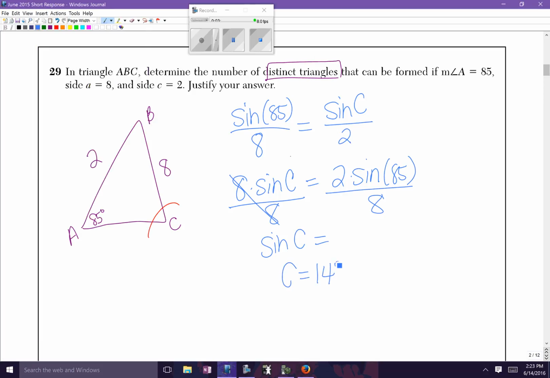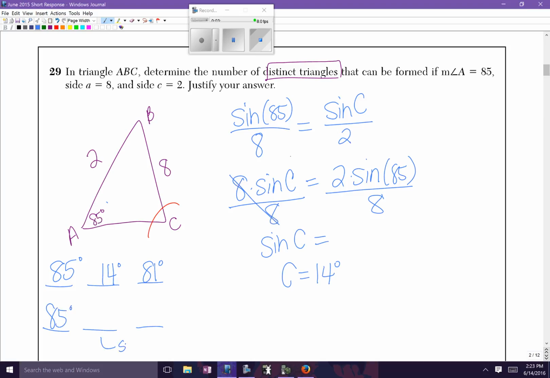So they wanted to know how many triangles could be formed. Well, the measurements possible for the first triangle would be 85 degrees. Then I'd have that 14 degrees that I just found. The measurement of angle B, well, 85 plus 14, take that value, subtract it from 180 degrees, and you get 81. So one triangle is going to have these measurements. Well, let's see if we can get another triangle. Again, we always have this 85 degrees. Now we're going to go ahead and find this one.